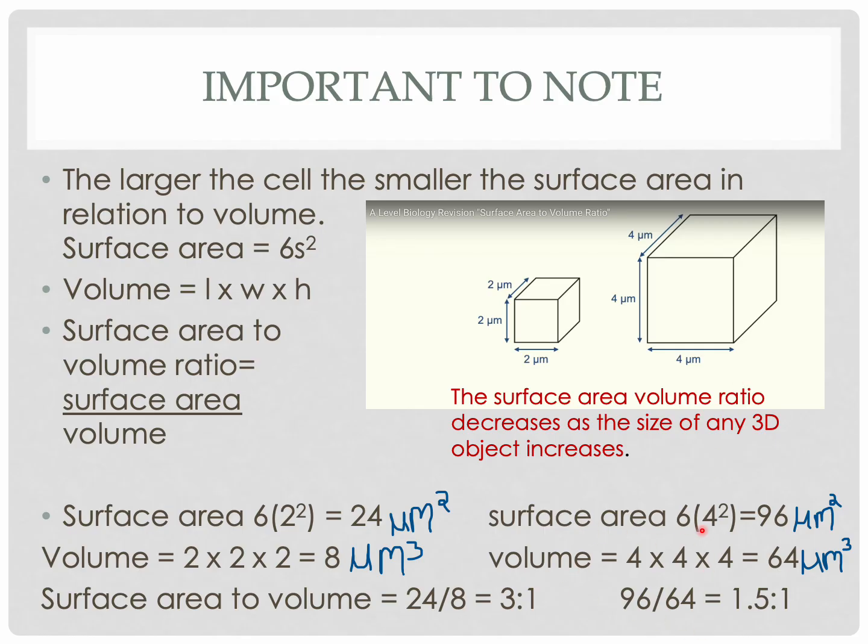Go through and find the surface area and volume. You get a 96 to 64 ratio, which reduces to a 1.5 to 1 ratio. So you'll notice how the surface area per volume got smaller as the cell or the cube got larger.